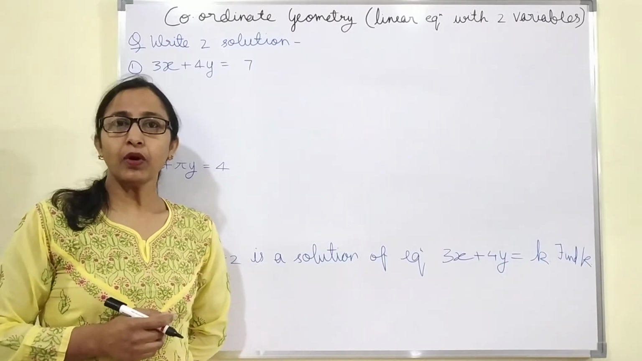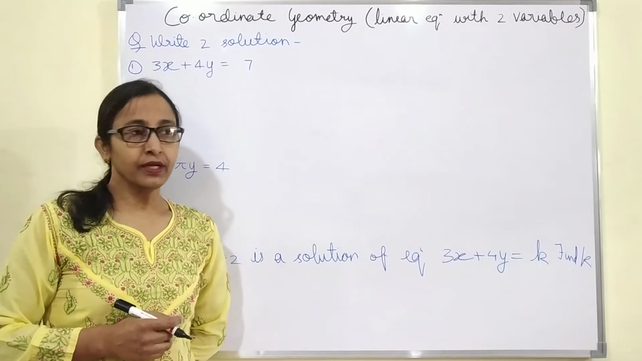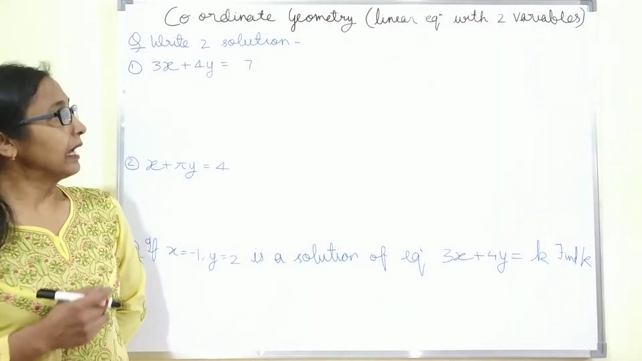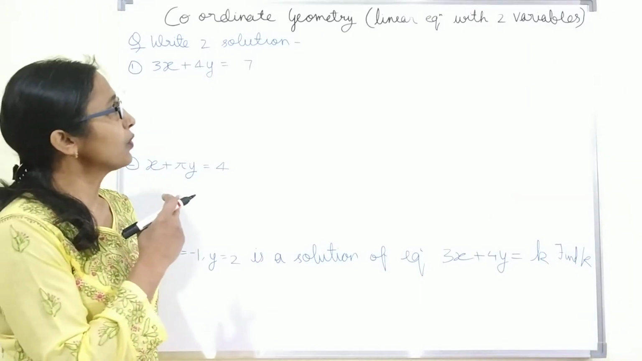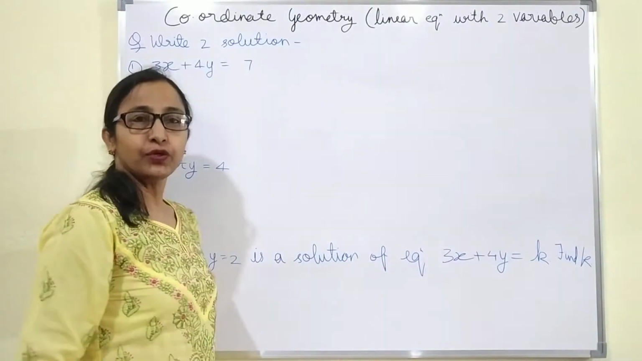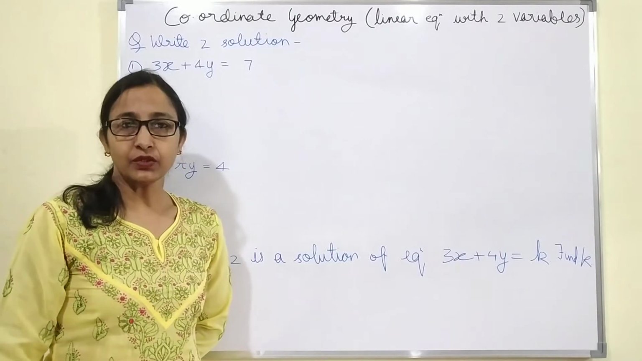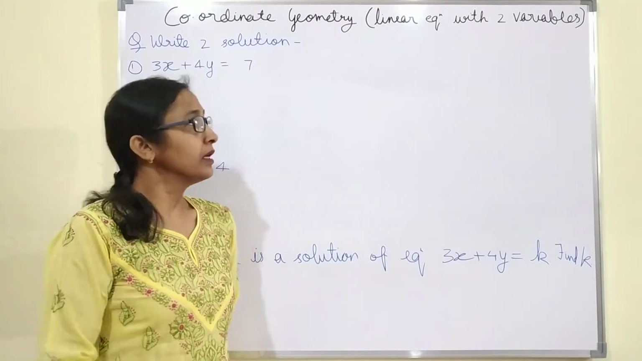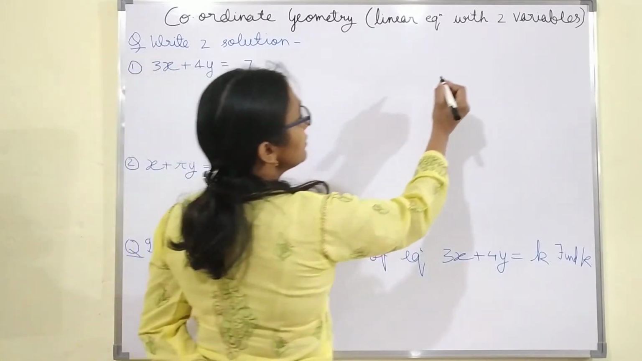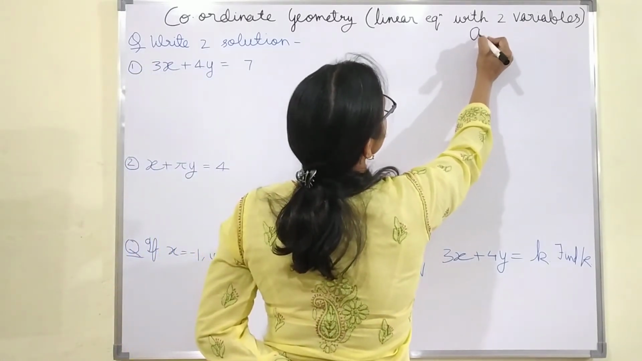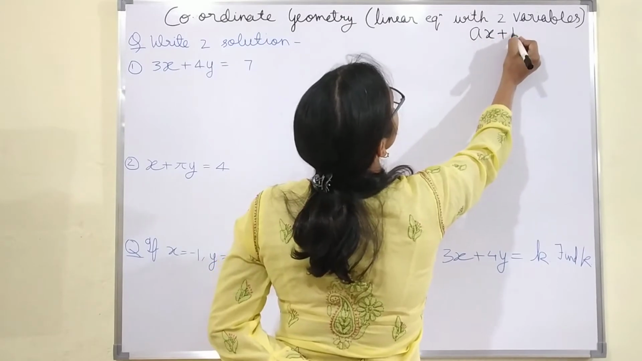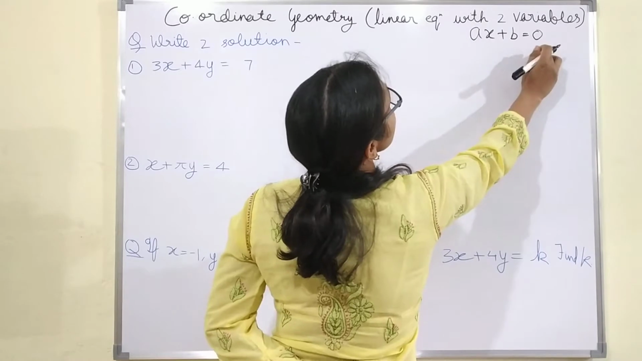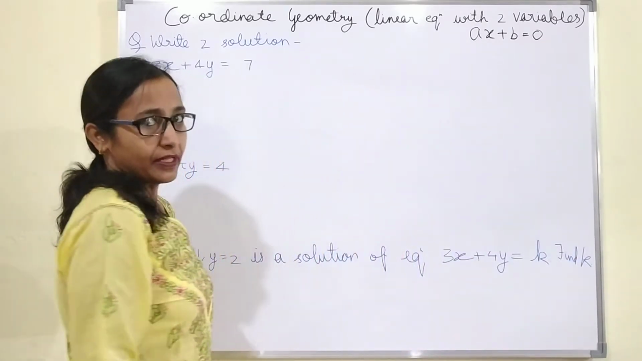In an earlier video, I explained coordinate geometry and the Cartesian plane. And in this video, I am explaining linear equation with two variables. In earlier classes, you have studied linear equation with one variable. Now, linear equation with two variables, that is ax plus by equals to 0. Means this is a linear equation with two variables.